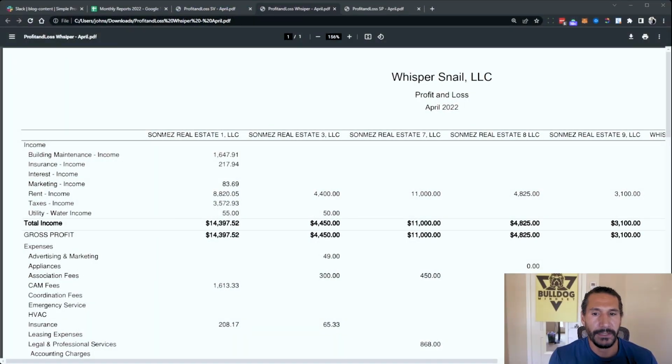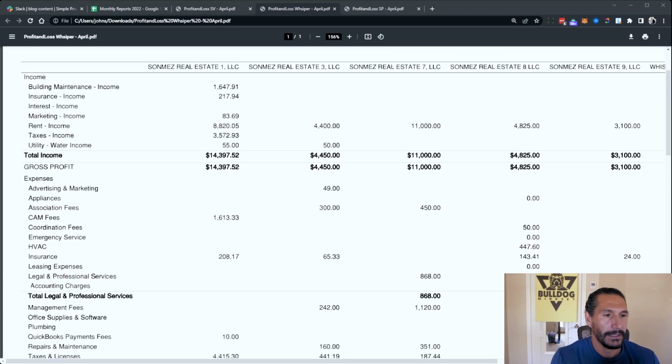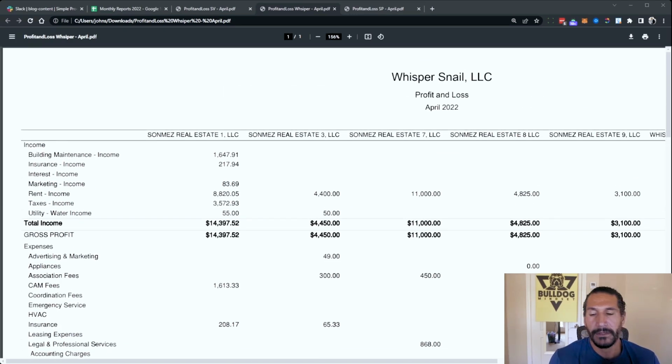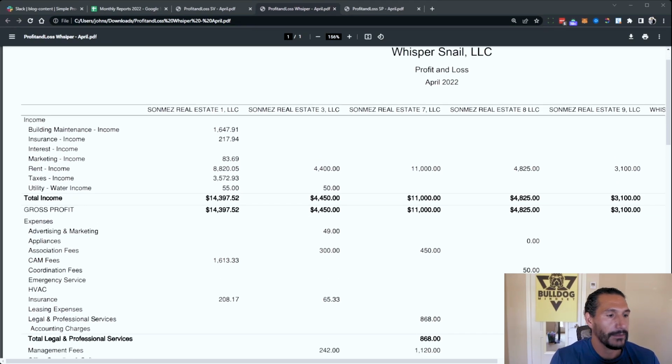We're gonna just jump into this. We're gonna start off by going through the real estate here. So my main real estate company is called Whisper Snail, and I have several different rental properties here. If you guys have been through the income reports already, I'm not gonna go over every single detail because I don't wanna bore everyone, but we're just gonna kind of look at each one of these.